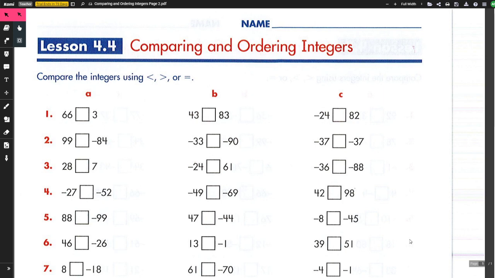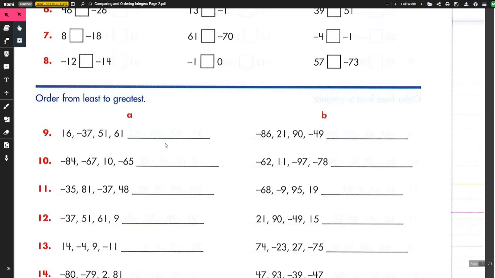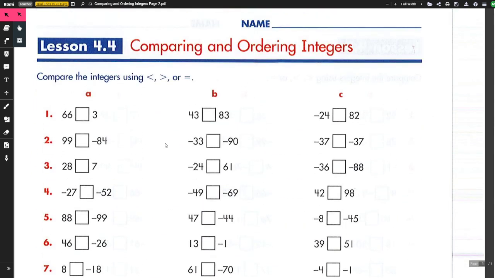This time we're going to be looking at comparing and ordering integers. So last time we learned about the positive and negative ones. We learned that the positive numbers are bigger than the negative numbers. We also kind of went over that the bigger the negative number, the smaller it is. Basically, the more to the left a number is, the smaller it is. The more to the right, the bigger it is. So today, all we're doing is comparing and ordering negative and positive integers, or positive and negative numbers.